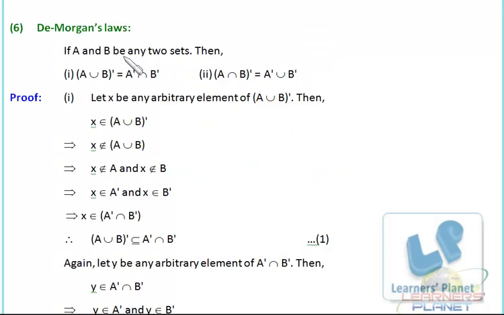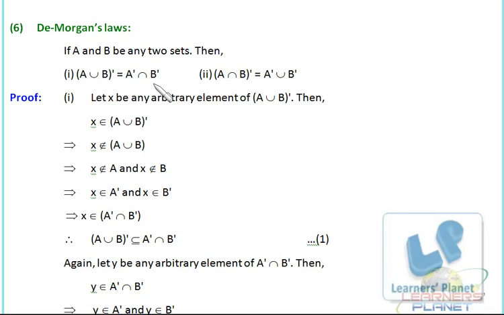Now, if A and B be any two sets, then (A union B)' is equal to A' intersection B'. See, these are De Morgan's laws, and you may be asked in the examination to establish these two. Okay, you need to prove that.